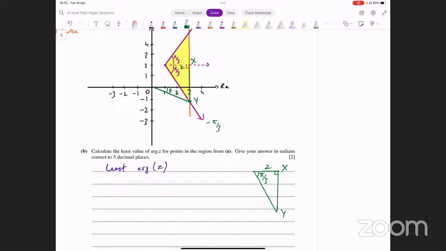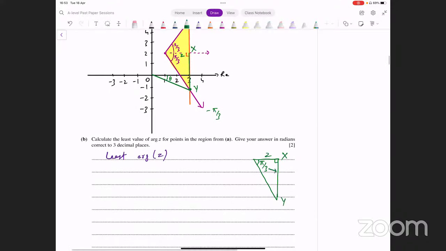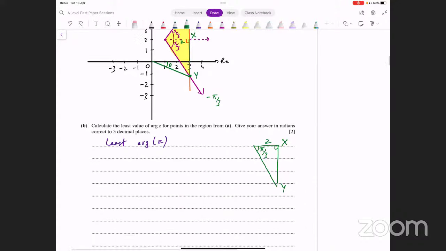Can we find xy somehow? With respect to this angle, xy is going to be opposite. 2 is going to be adjacent. Opposite और adjacent में कौन सी ratio होती है? Tan. So we say xy over 2 is going to be equal to tan of pi over 3.